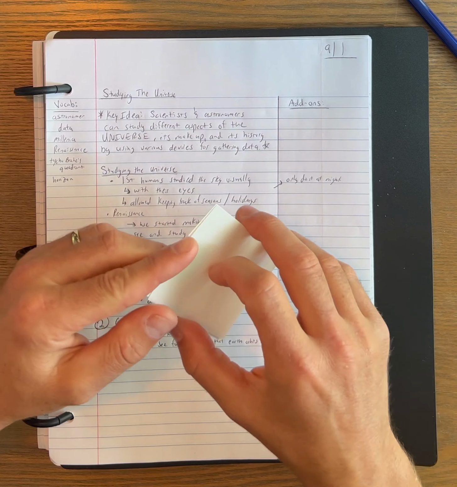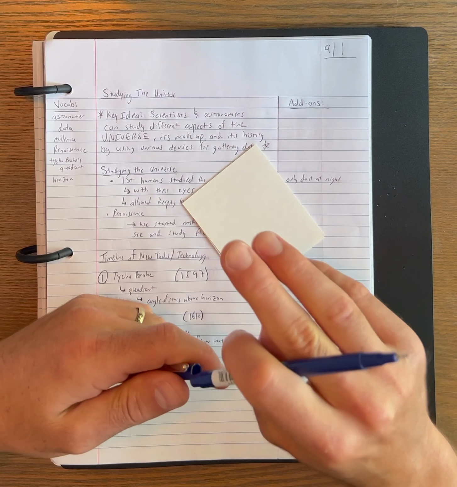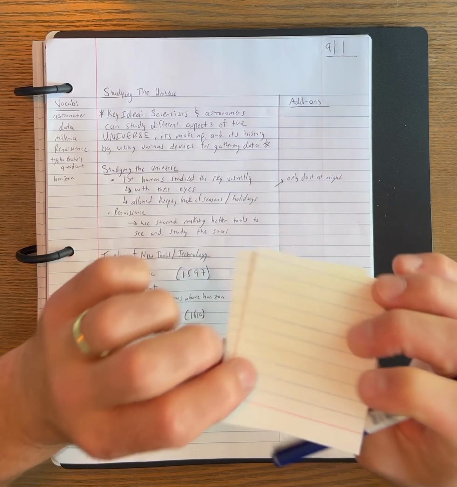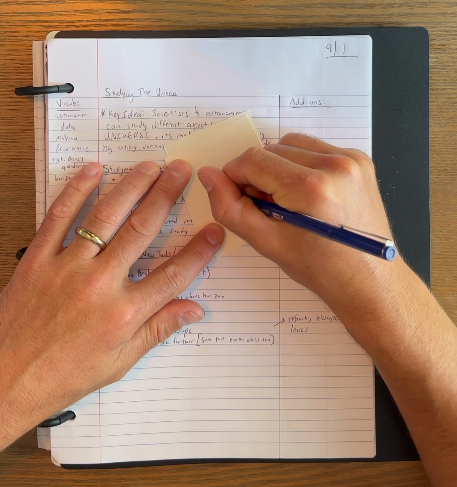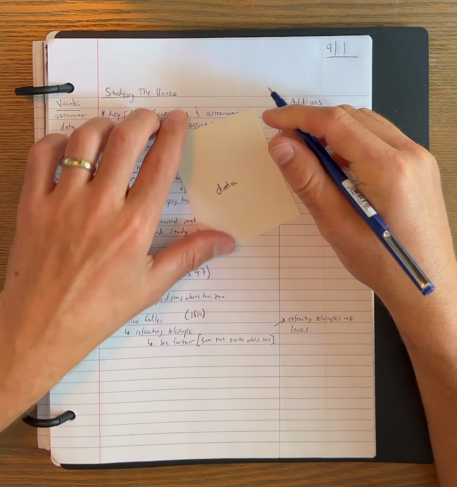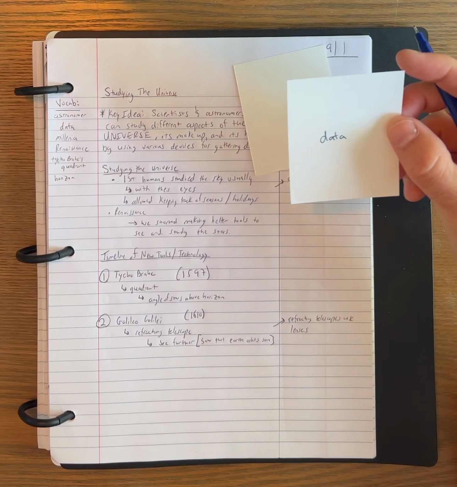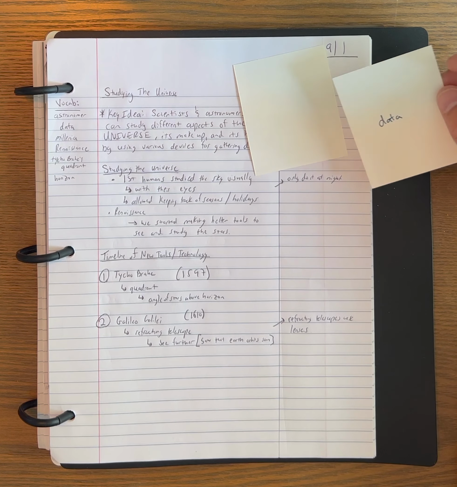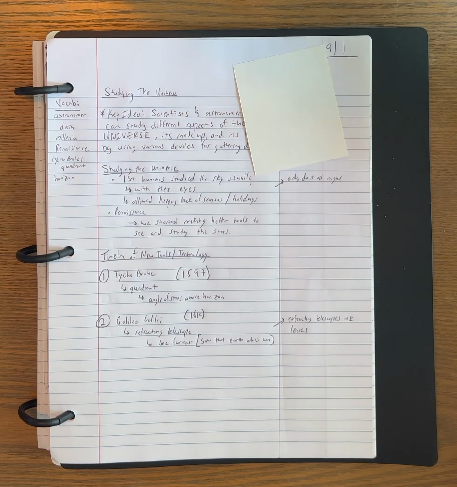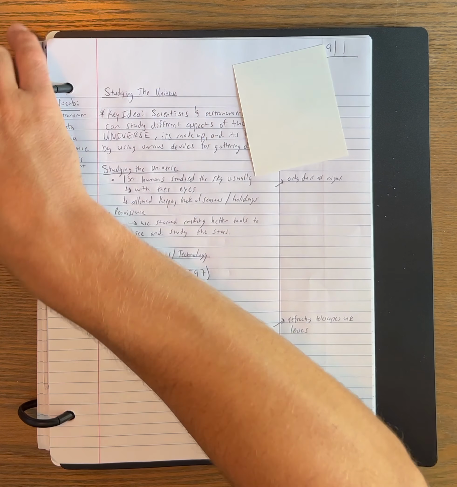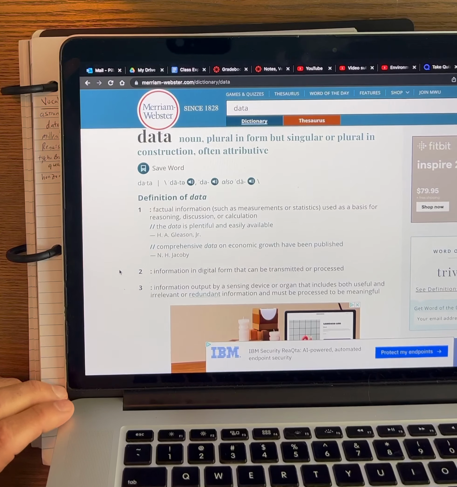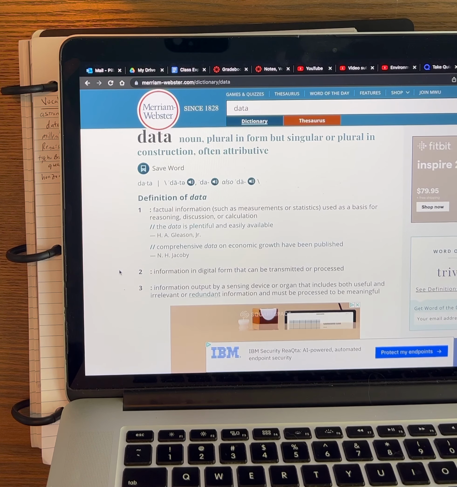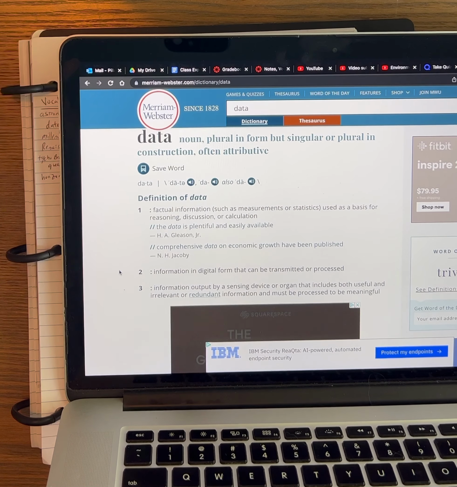So how do we make these? Well, on one side you're going to put the term, and the other side you're going to put the definition. So let's use this, data. Now, how do we find the definition? Well, I know a lot of you are probably just going to type it into Google, but you never know where that definition came from. So I am recommending that you use a dictionary website. And one of the tried and true dictionaries is the Webster Dictionary.